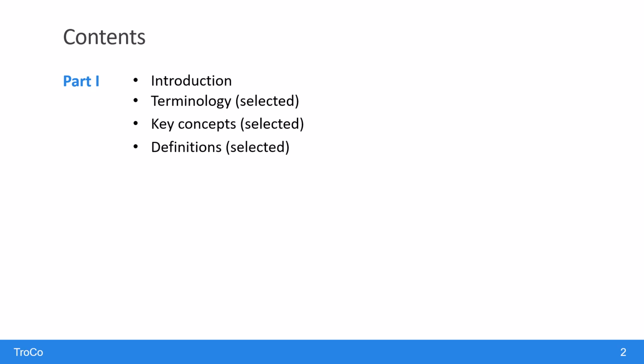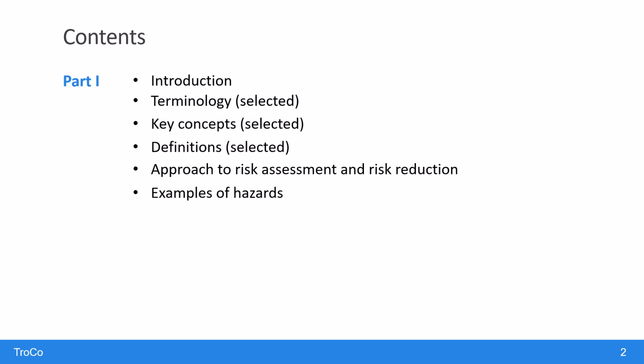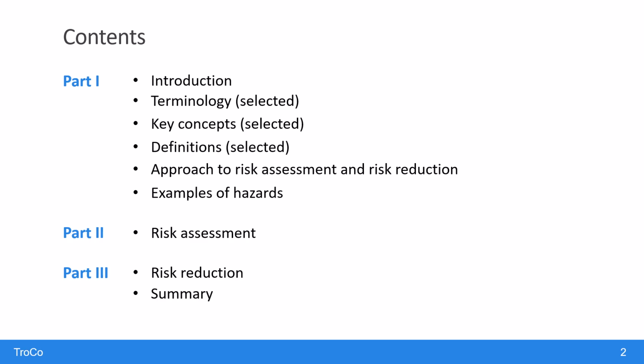This course is divided into 3 parts, each addressing crucial aspects of machine safety. Part 1 covers a short introduction, selected terminology, key concepts, and selected definitions. This section also describes the approach to risk assessment and risk reduction briefly, followed by some examples of machine hazards. In Part 2, we focus on risk assessment in detail. Finally, Part 3 presents the most important points related to risk reduction. We conclude the course with a summary. Let's begin this journey by reviewing the key components of machine safety, primarily based on ISO 12100.